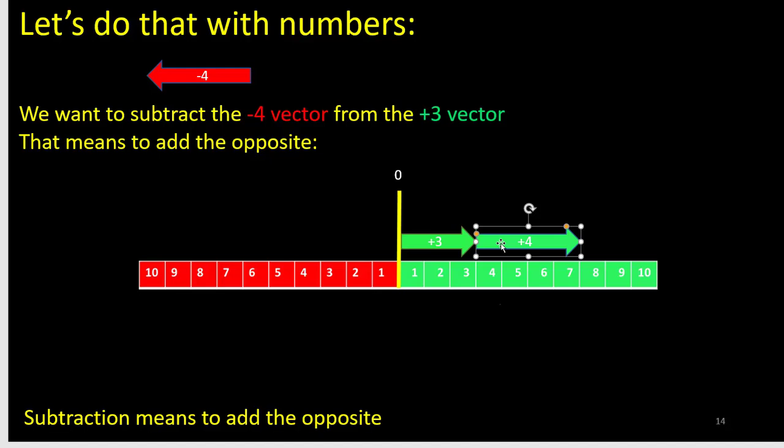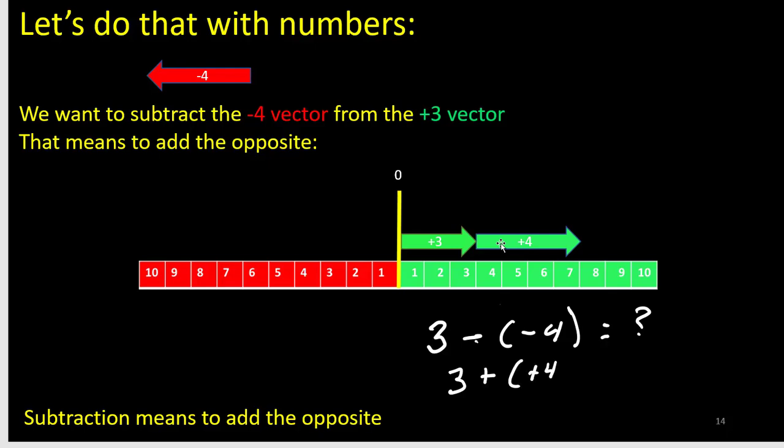So here's what it looks like with numbers. We had 3 subtract a -4 equals something. This subtraction right here says add the opposite. So we'll change that subtraction to an addition. And this is going to be a +4. We're adding the opposite. And we all know that 3 + 4 equals 7. Just as a reminder, down here at the bottom of the page, subtraction means to add the opposite.